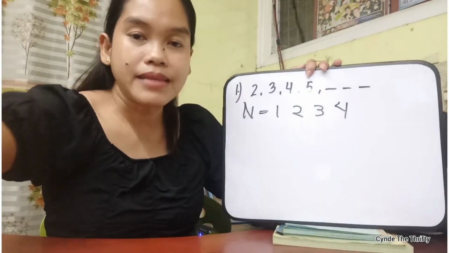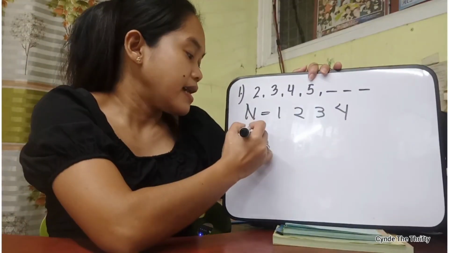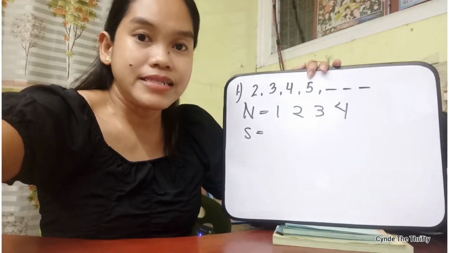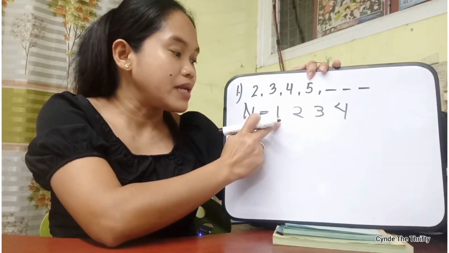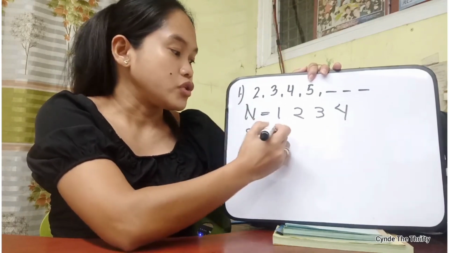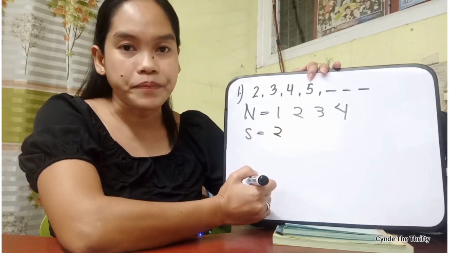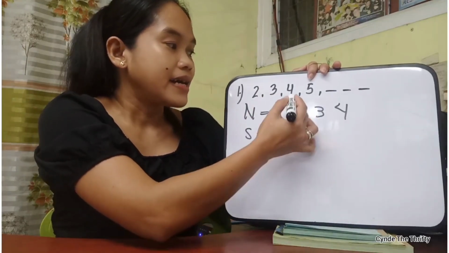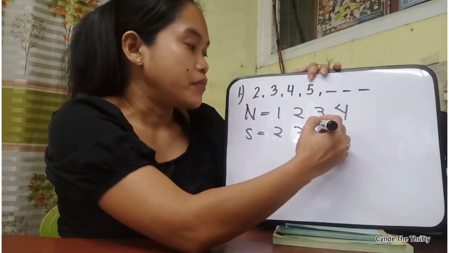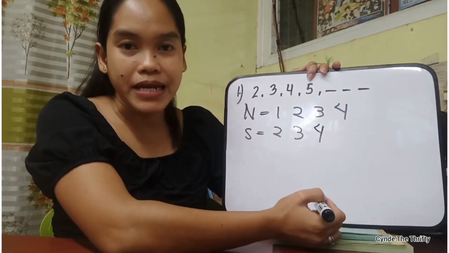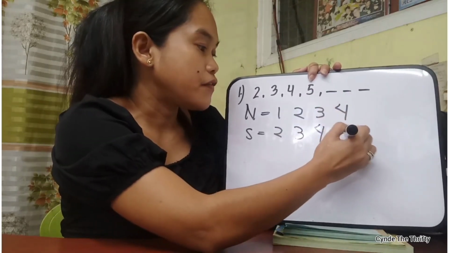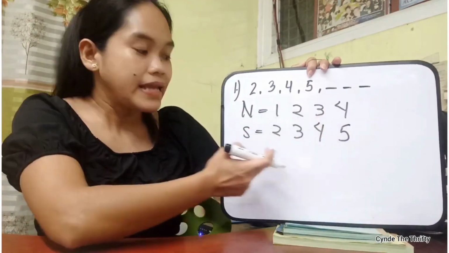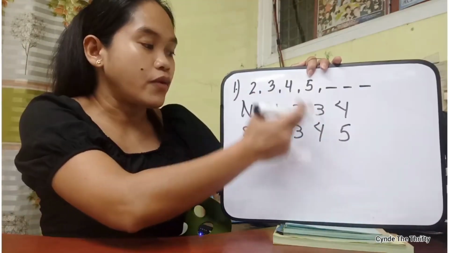Ngayon naman, ang susunod nating gagawin is ilagay natin ang S dito sa baba or yung sequence. So, si S is yun yung sequence. Ano yung nasa first term natin na number? Number 2. So, ilagay natin si 2 dito sa ating first term. Ano naman yung nasa second term natin? Number 3. Ang nasa third term natin is number 4. And ang nasa fourth term natin is number 5. Ayan. So, meron na tayong term which is first, second, third, fourth. And ang ating sequence is 2, 3, 4, 5.